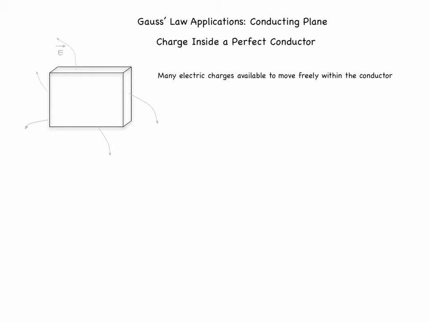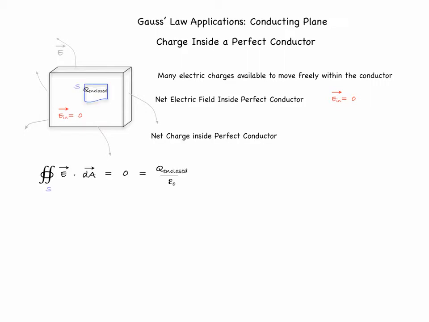First, we know that there are many electric charges available to move freely within a conductor. And so if a conductor is in a region where there is electric field, those free charges will experience electric force and will move until they stop experiencing any force. That will happen when the net electric field inside the conductor is zero. What happens is that those charges, by rearranging themselves, create a secondary electric field which cancels completely the external. So we say that there can be no net electric field inside a perfect conductor.